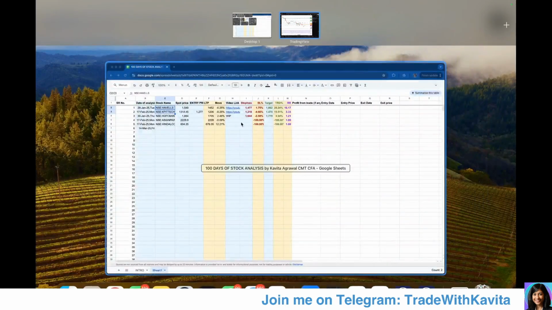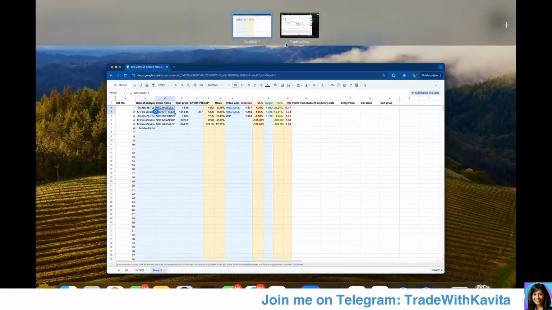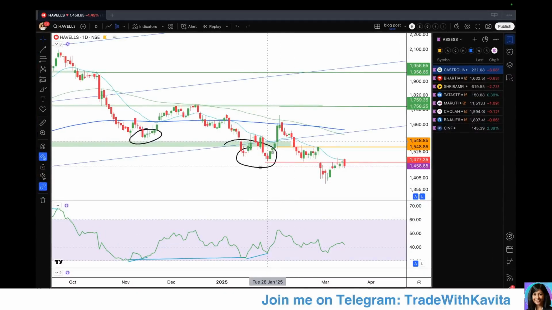Before that, let's just go back and look at the date on which we did the analysis. So it was 28th of January, right? So let's mark that on the chart, 28th of January, that is here. Okay, this is where we did the analysis. The analysis immediately after that, it did go up, but you can see these EMAs have acted as resistance.